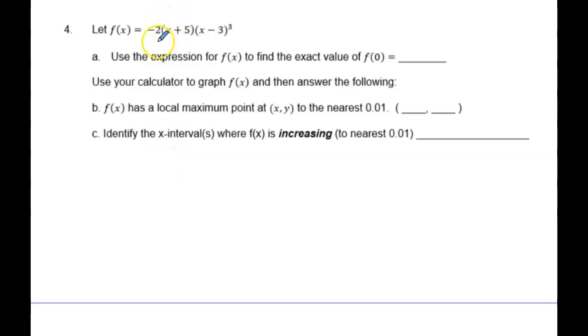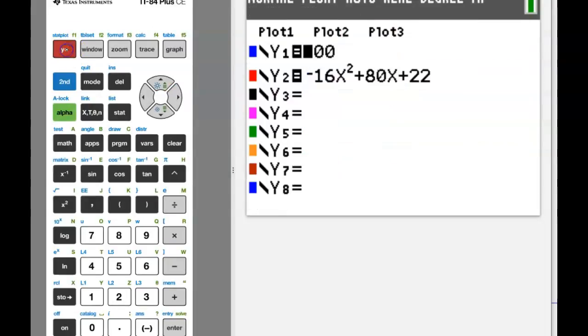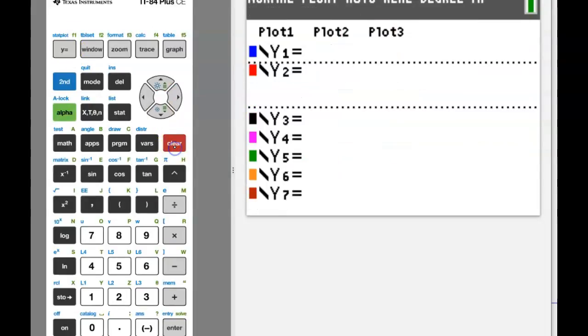One more? Use this expression to find the exact value of f of 0. What does f of 0 mean? Put in x equals 0, yes? So you could do it by hand. You could do negative 2, 0 plus 5, 0 minus 3 cubed, and then figure out what that is. Or we're going to have to graph this down here anyway. So we could go to the calculator, clear some garbage out.